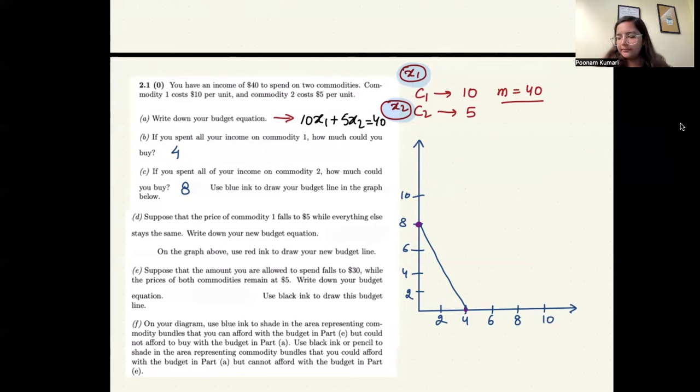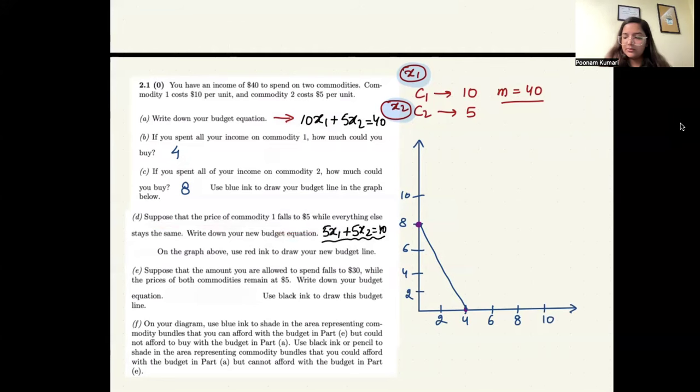Guys, is that okay? Yes, ma'am. Now, next part D. What is it saying? It is saying the following, that suppose the price of commodity 1 falls to $5. अब पहले इसका प्राइस 10 था, अब ये 5 हो गया है. While everything else stays the same, write down the new budget equation. तो अब सब कुछ सेम था, सिर्फ प्राइस 5 हो गया है, तो अब नया इक्वेशन क्या हो जाएगा? What will be the new equation? 5x1 plus 5x2 is equal to 40. Perfect.